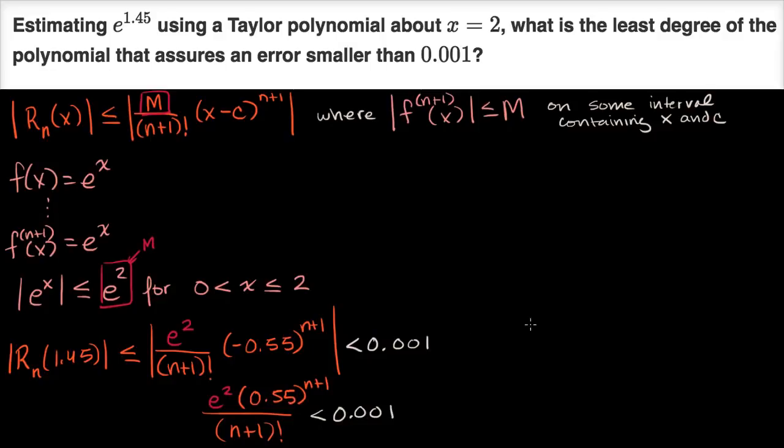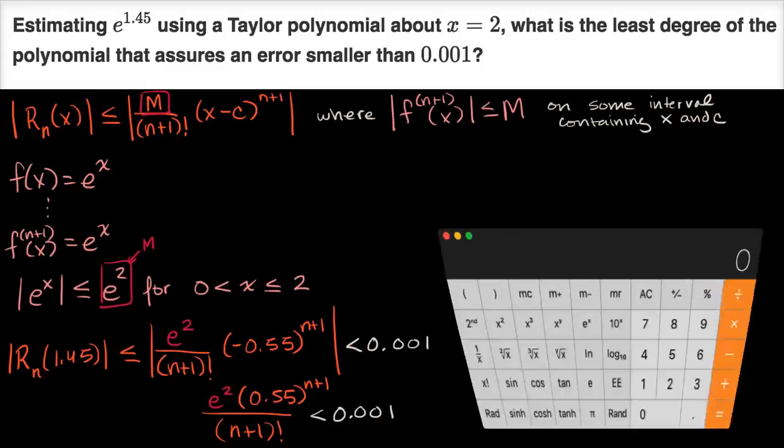So we could write, let's find the n where 0.55 to the n plus 1 power over n plus 1 factorial is less than 0.001 over e squared. Now, to play with this, we're going to have to use a calculator. Remember, from this point, we're just going to try larger and larger n's until we get an n that makes this true. And we want to find the smallest possible n that makes this true. But let's get out our calculator so that we can actually do this.